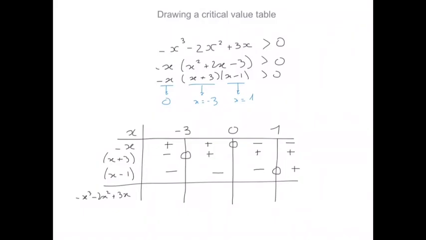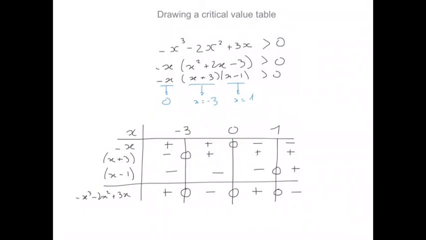If you multiply these three numbers together, you'll have one positive and two negative, so in the end your product is going to be positive. Then 0 here, negative, 0. The third one is going to be two negatives again and a positive, so it's going to be positive, and the last one is going to be negative. So there we are, we've completed the critical value table.